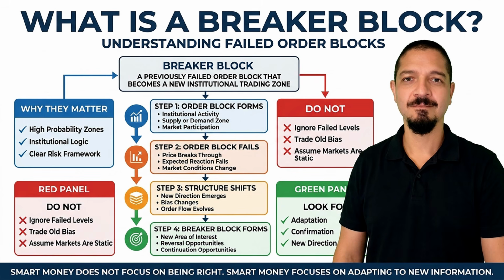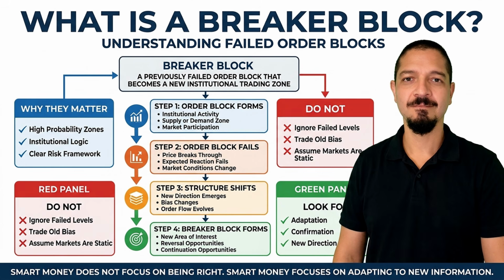Many traders assume that once an order block fails, it becomes irrelevant. But in reality, a failed order block can often become one of the most powerful trading zones on the chart. In fact, these failed order blocks create a completely different type of setup that institutional traders use to identify high-probability reversals and continuation opportunities. This is where breaker blocks come into play.